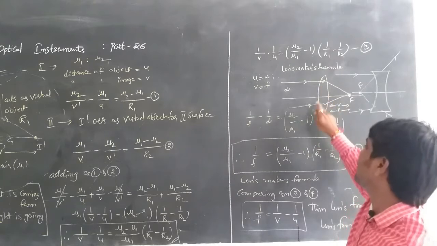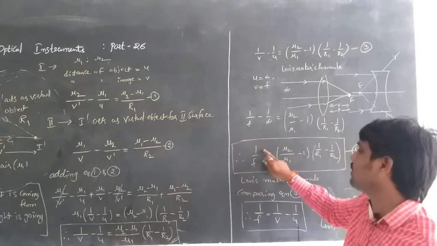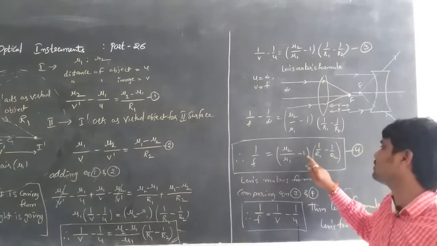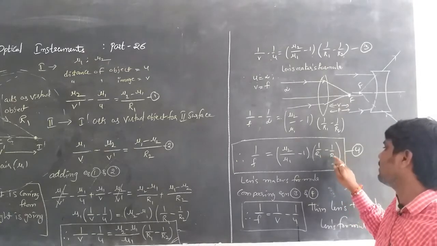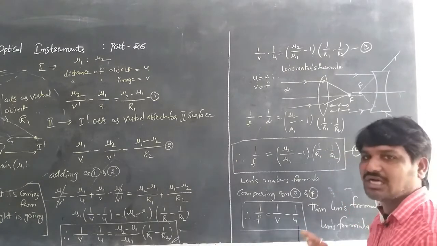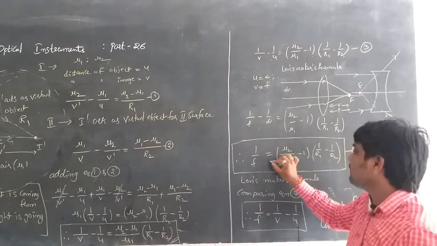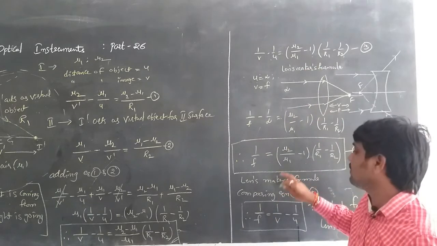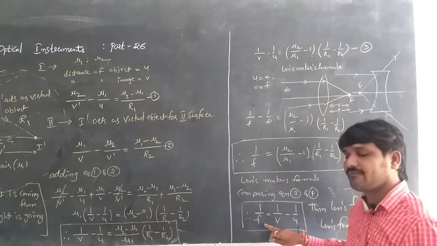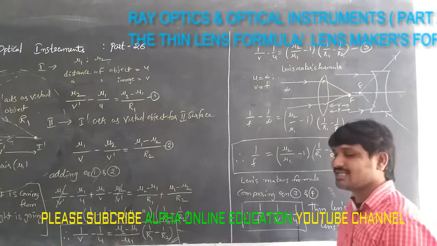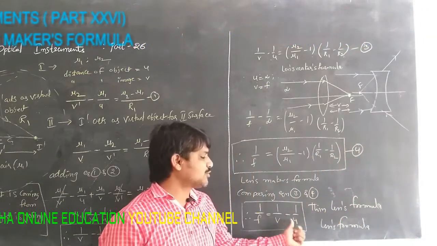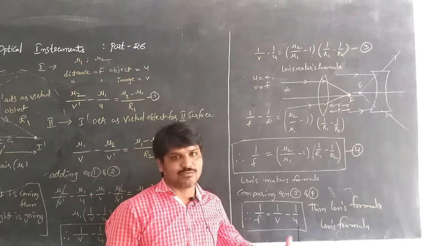Then, taking the values, we get 1 by f is equal to mu 2 by mu 1 minus 1 into 1 by r1 minus 1 by r2, the lens maker's formula. And if we compare this equation with the third equation, we get 1 by f is equal to 1 by v minus 1 by u, which is called the thin lens formula, or lens formula.